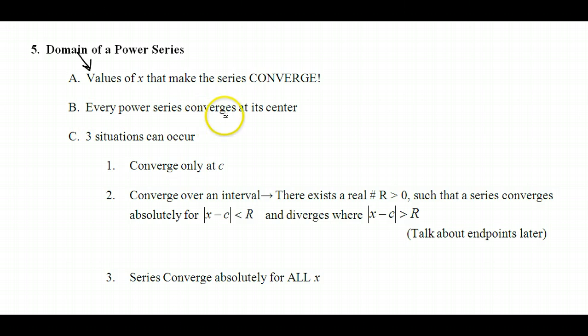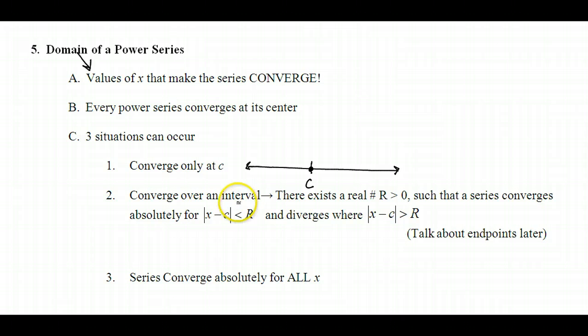Every power series will converge at its center. So at least there's one point where every single power series will converge. Then we have 3 situations though. We can have a power series that converges only at its center. So if we think of the real number line, it will only converge at its center point, nowhere else. So that's it. That's the only place that it converges.